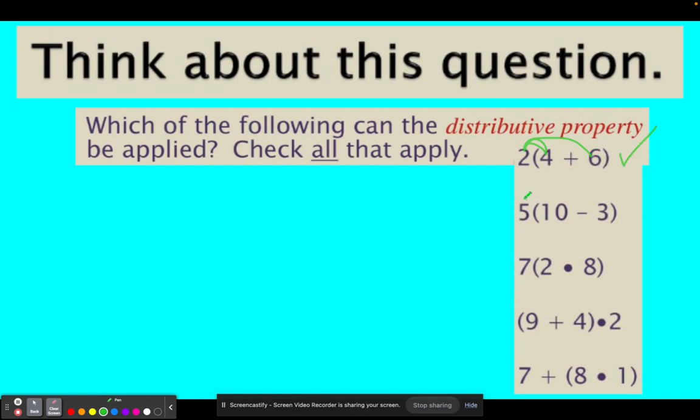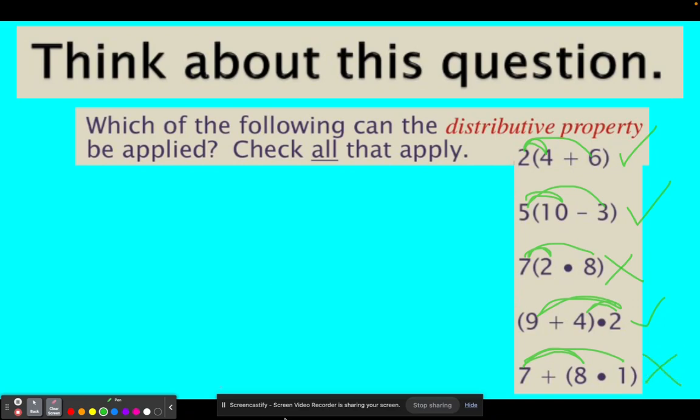Okay. Can I distribute the 5 to the 10 and the 3? Yes, check, check. Can I distribute the 7 to the 2 and the X? No. Can I do the 2 times 4, 2 times 9, all that? Yep. Can I distribute the 7 to the 8 and the 1? No.